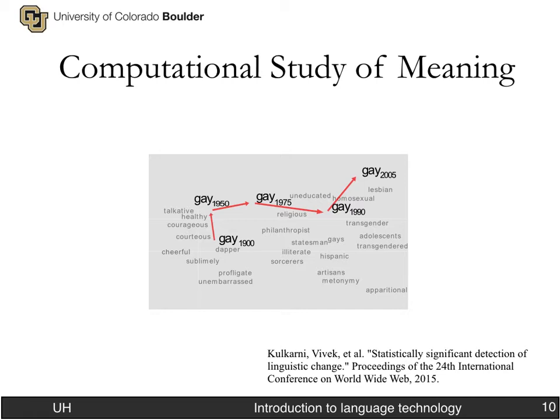This image illustrates an example from the paper concerning the word gay. We can see that the word is semantically similar to cheerful or dapper in the early 20th century, and then gradually migrates toward the meaning homosexual in 2005. And maybe the turning point here occurs somewhere around 1975.